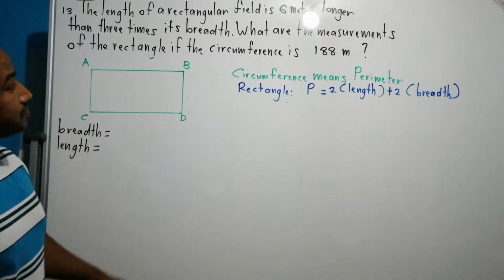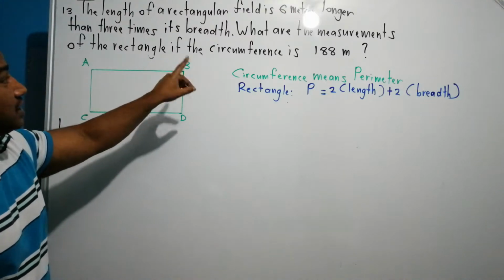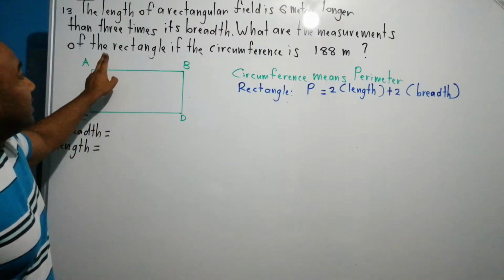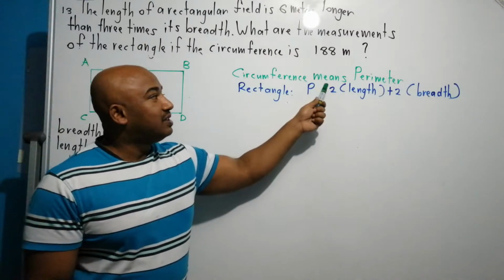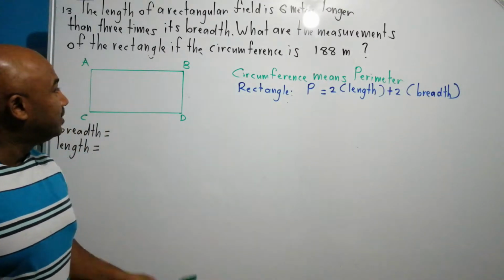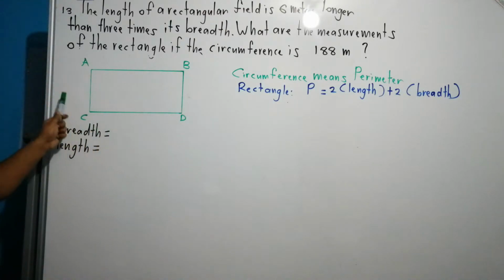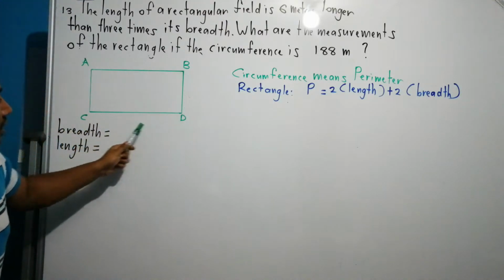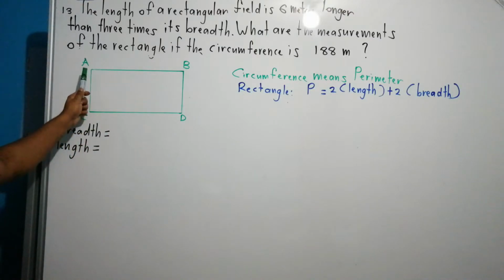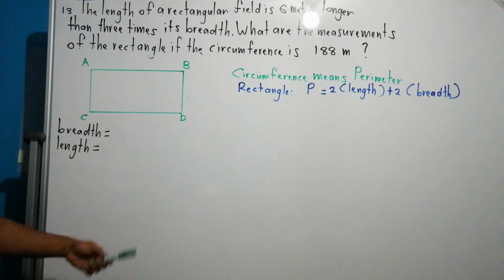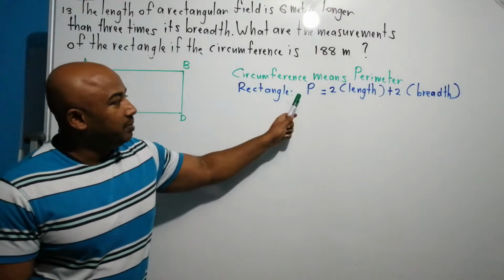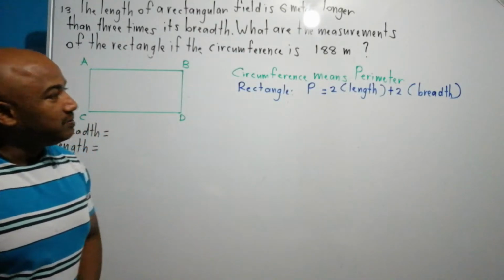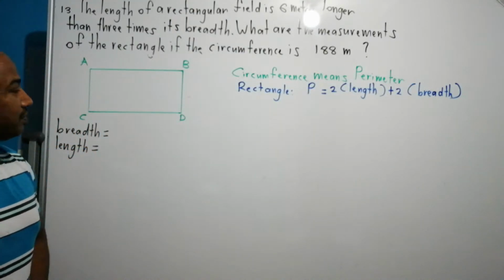Now we're given some information. What are the measurements of the rectangle if the circumference is 188 meters? Circumference is another word for perimeter. It means the same thing: the distance around the object if you go along the edges. You have 4 sides, so you add up all 4 sides and that is the perimeter. You have 2 lengths and 2 breadths, so the perimeter is equal to 2 times the length plus 2 times the breadth.